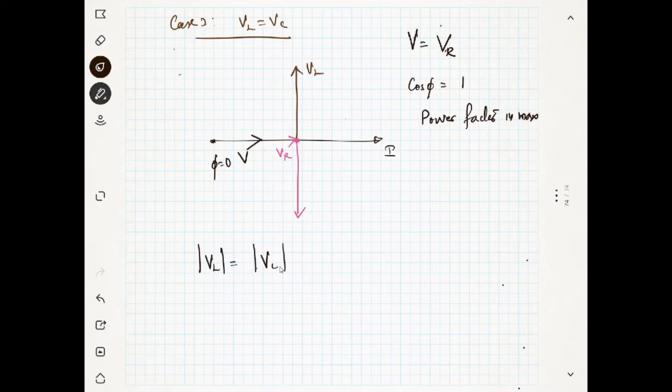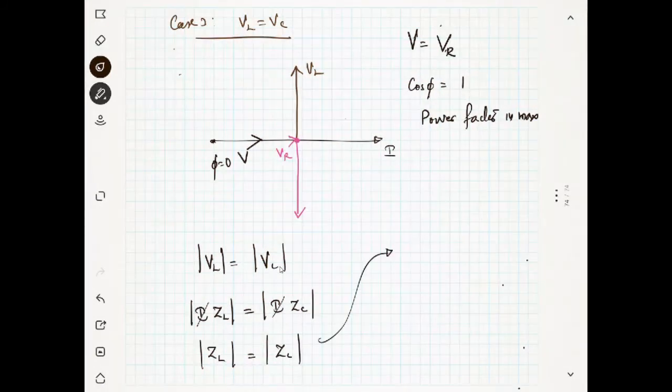And what is my magnitude here? I into Z_L is equal to I into Z_C. That means you can cancel I. That means ZL is equal to ZC.